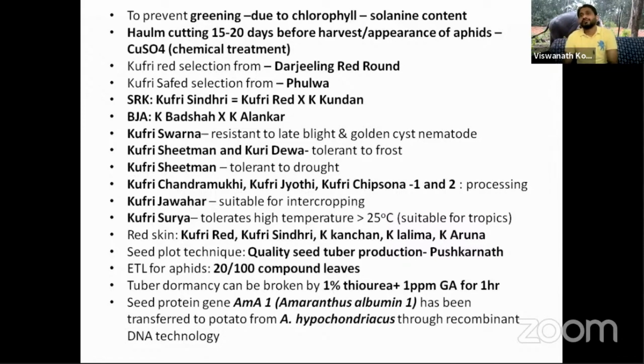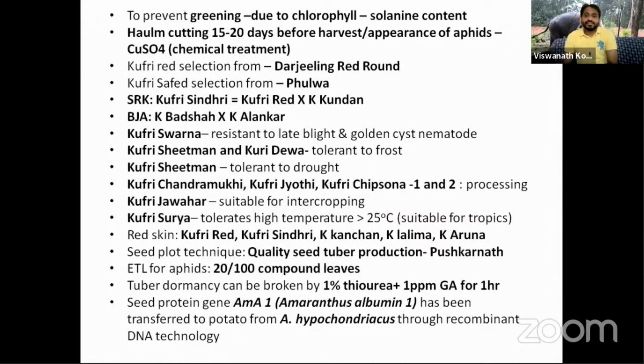So when you cut the haulms, when you cut the shoots and leaves, there will not be any aphid infestation, isn't it? So there is a chemical, copper sulfate, that is also used instead of cutting the haulms manually. You can spray the copper sulfate. It will kill the above ground growth portions. And there are some important varieties and crosses you can read from any textbook.